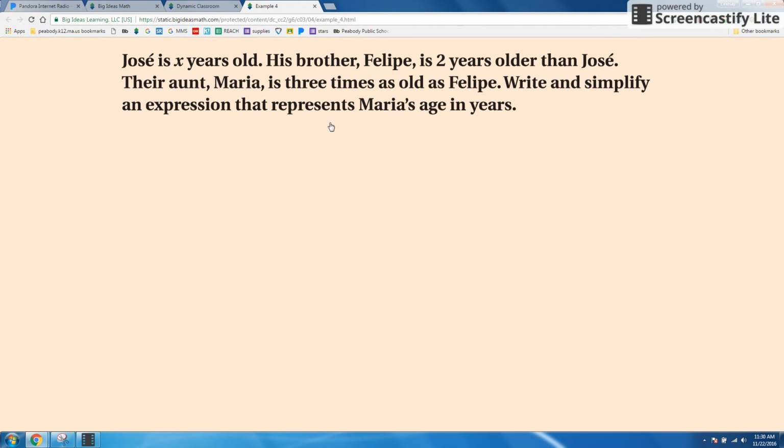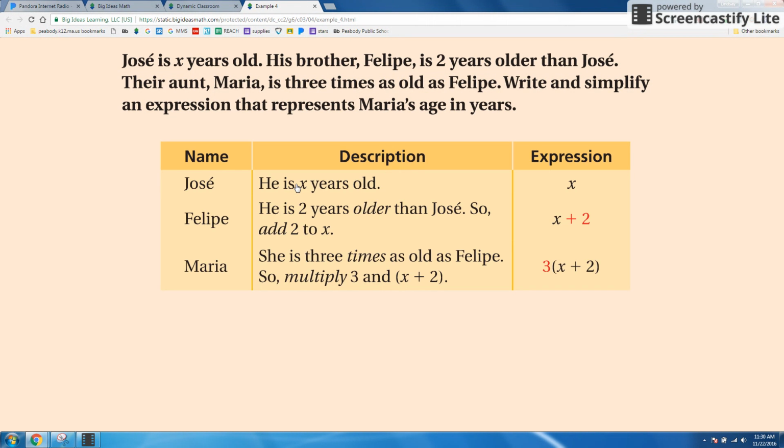This is easier if you actually write every person's name down and all the individual information about them. So Jose is x years old, so his expression is x. Felipe is 2 years older than him, so that means you're adding 2 to his age, so x plus 2.